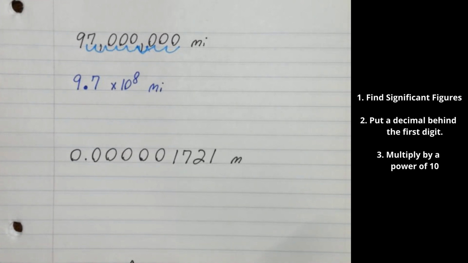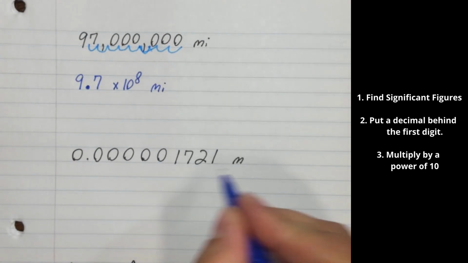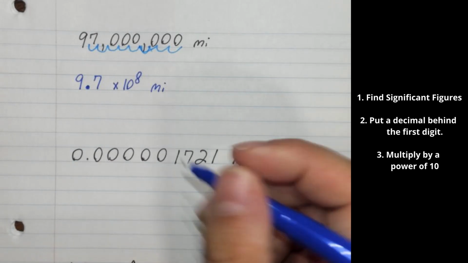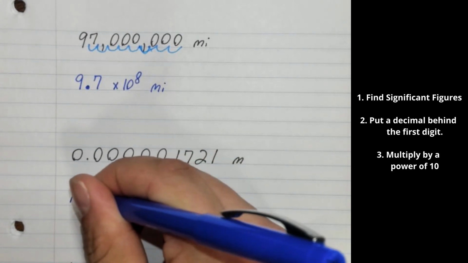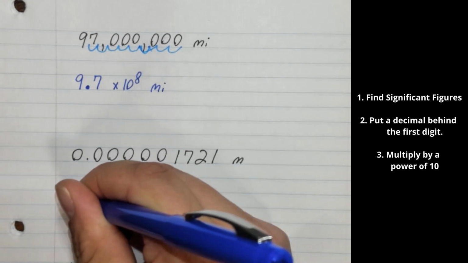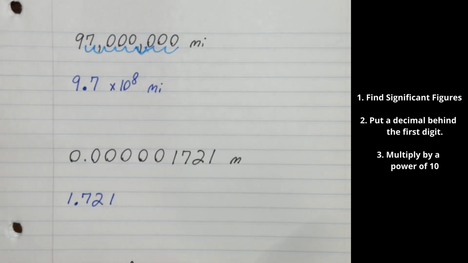So I've got a very small number here: 0.000001721. All right, same first step. I'm going to find my significant digits. All my leading zeros are not significant, so I'm just going to find my significant digits. I've got a 1, a 7, a 2, and a 1. Let's put the decimal behind the first significant digit.